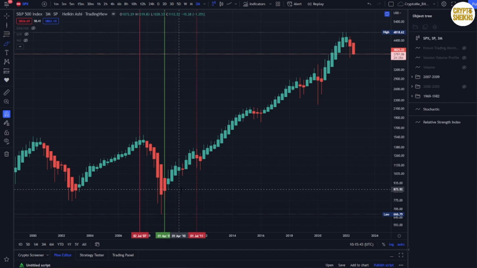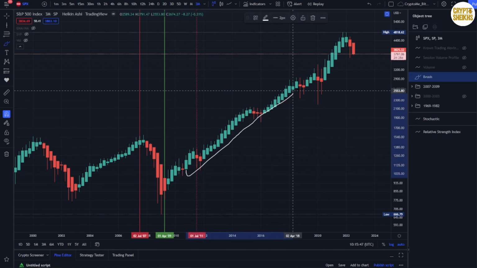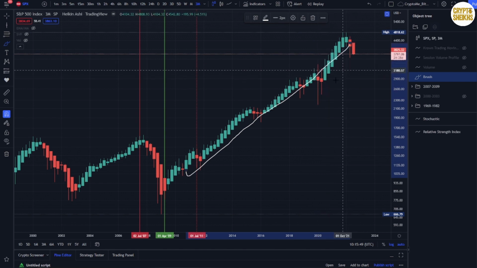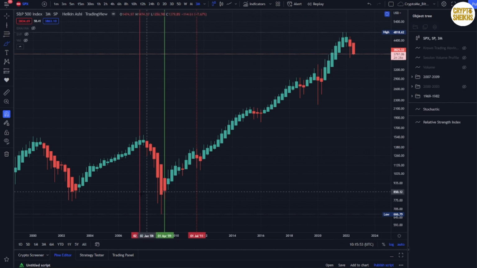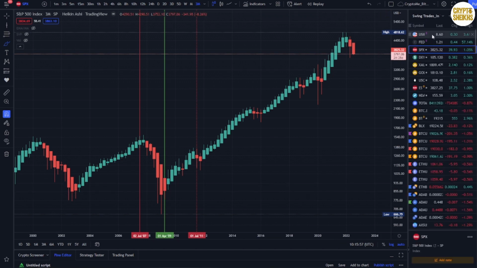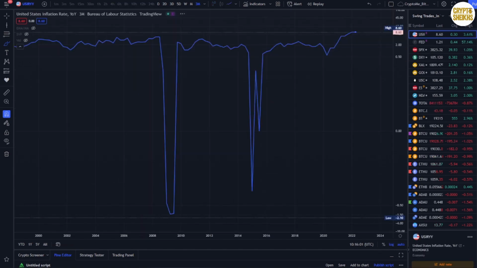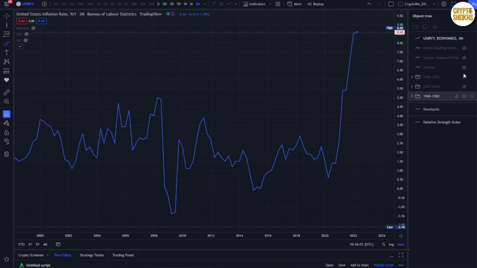So Bitcoin inception was here. And since then, all the cycles Bitcoin was in were simply a strong uptrend in the stock market. Another point, let's go and look at where the inflation was. So this is the inflation chart.